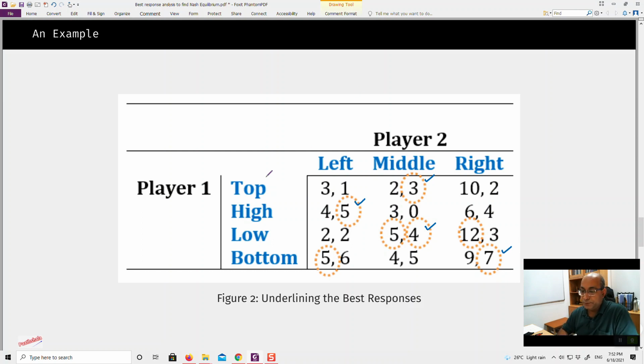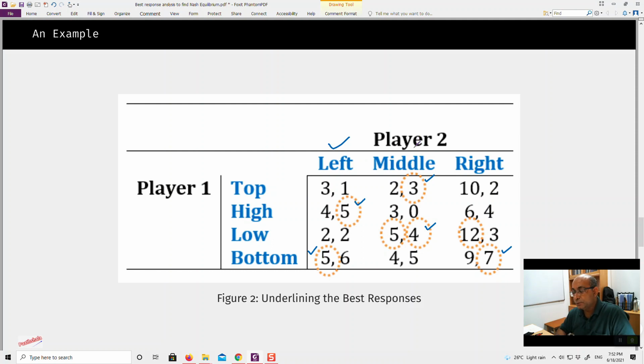Now you have to fix the action of player 2 and see what is the best response for player 1. Suppose that player 2 is playing left, then what is the best action for player 1? If he plays top, he gets 3. If he plays high, he gets 4. If he plays low, he gets 2. With bottom, he is getting 5. And 5 is definitely better than any other payoffs here. So for the action left by player 2, the action bottom is the best response for player 1.